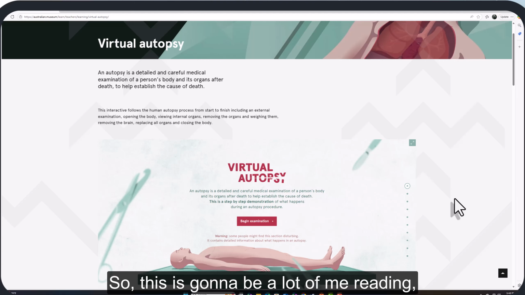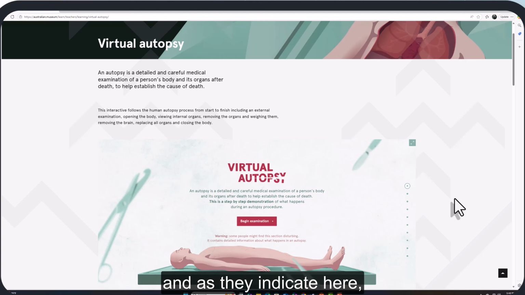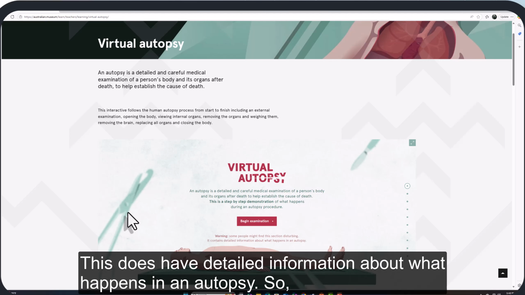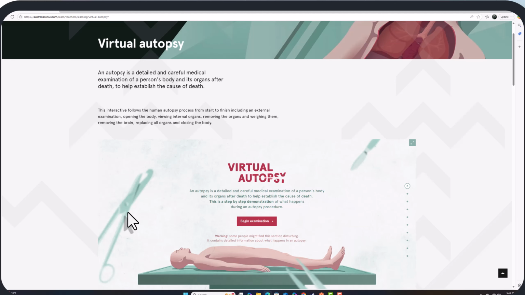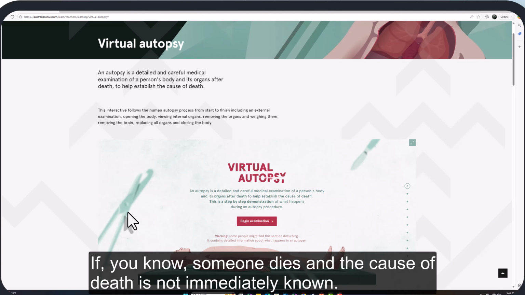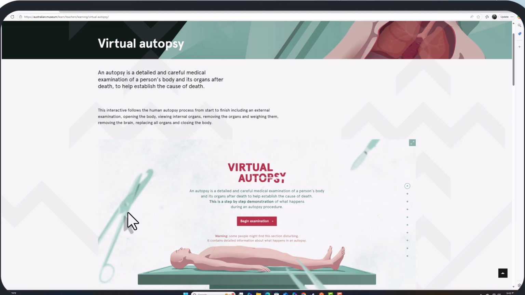So this is going to be a lot of me reading. And as they indicate here, this does have detailed information about what happens in an autopsy. So, an autopsy is a detailed and careful medical examination of a person's body and its organs after death to help establish the cause of death if someone dies and the cause of death is not immediately known. This interactive follows the human autopsy process from start to finish, including an external examination, opening the body, viewing internal organs, removing the organs and weighing them, removing the brain, placing all organs, and closing the body.